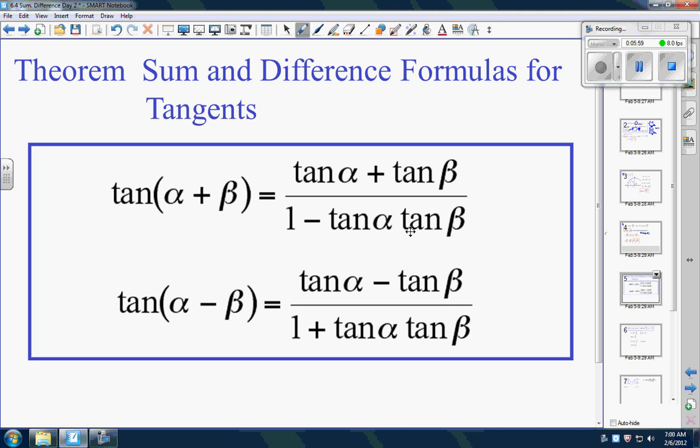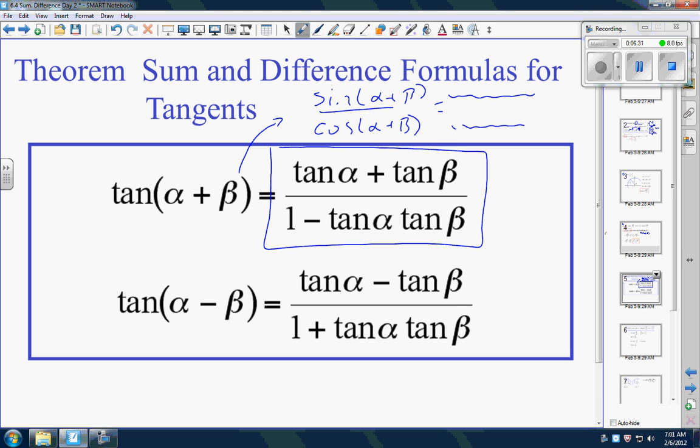Where this guy comes from, if you wanted to look, it's on 478, but basically what they do is they say, oh, if you have a tangent of something, I know a tangent is a sine over a cosine. We have formulas for these. So they write out the sine addition one. They write out the cosine addition one. Common denominators, some substitutions, make things a little bit simpler, and they get to this guy right here.